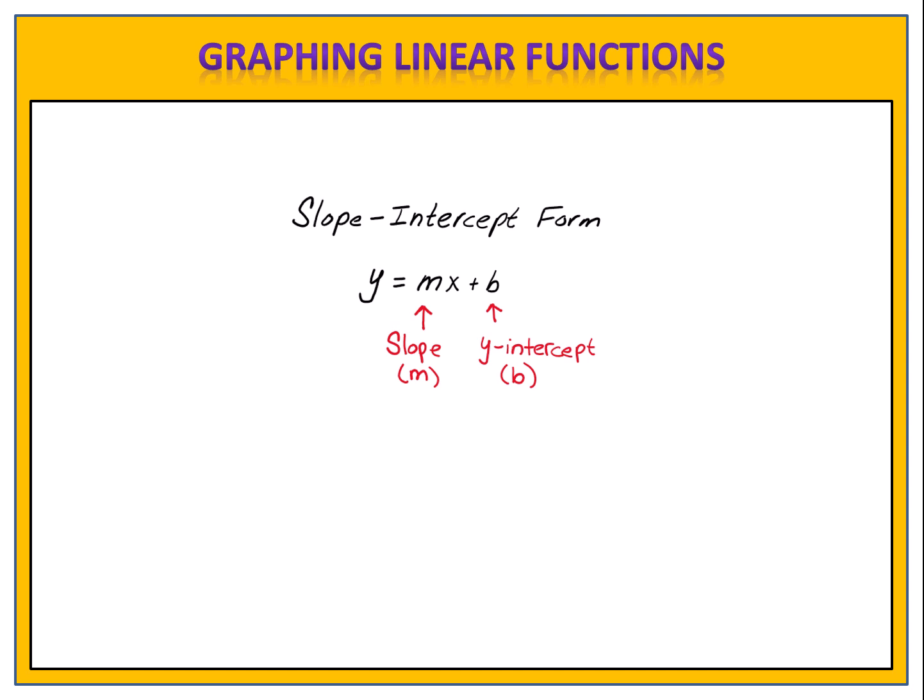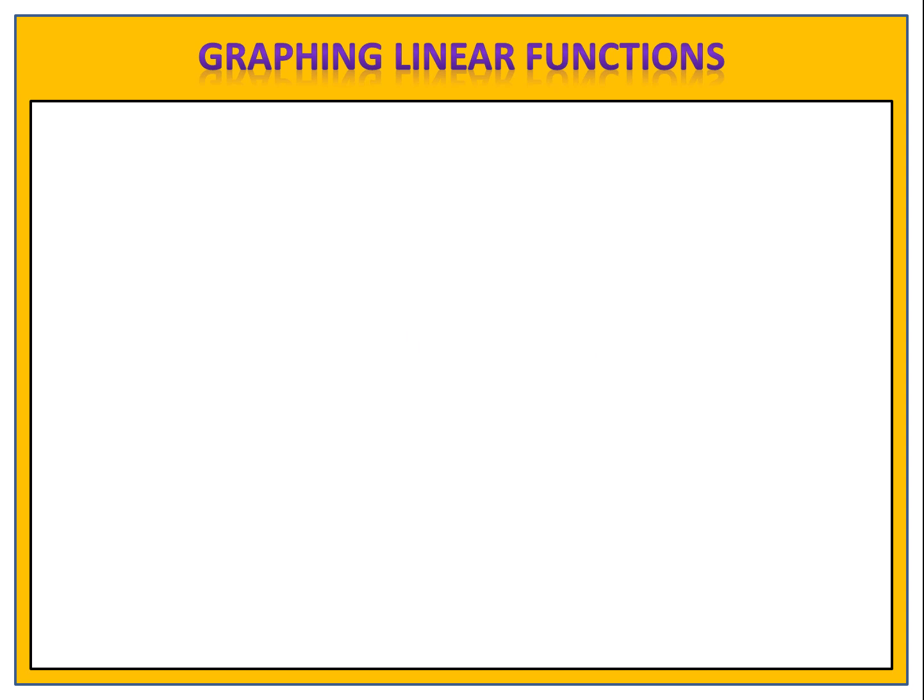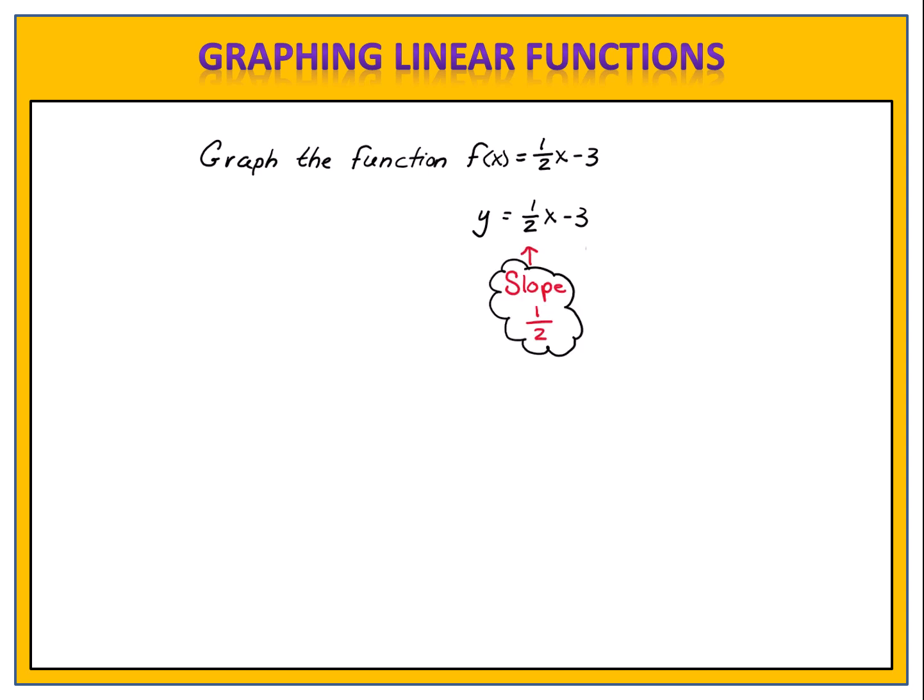We can use this information to graph a line. Let's take a look at some examples. Suppose we want to graph the function f of x equals 1/2 x minus 3. First, it's important to remember that f of x means y, so we're really graphing the line y equals 1/2 x minus 3. The number in front of the x is the slope, 1/2. That means our movement will be up 1 and right 2.